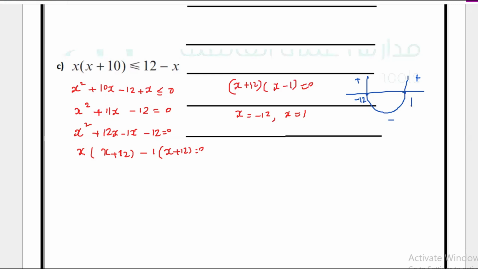So we can say that the value of x greater than minus 12 shows decreasing, and here it shows decreasing as well, greater than or equal to minus 12, and less than or equal to 1 shows us decreasing. So x less than or equal to 1.